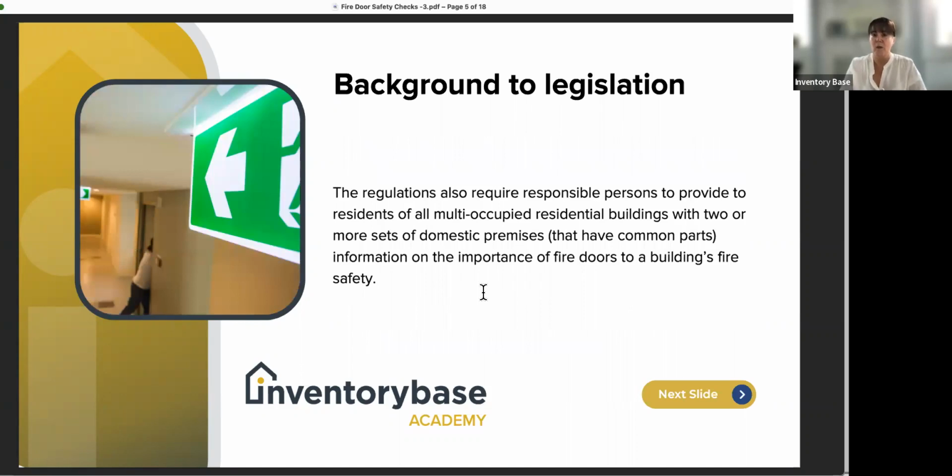But the regulations also require responsible persons to provide to residents in these multiple occupied residential buildings that have 2 or more sets of domestic premises, information on the importance of fire doors and building safety. So even though it's saying 11 meters and above, that is 5 stories, it doesn't mean that properties below that don't come into these regulations. They do, because there needs to be an awareness of what fire doors are, what they do, how to maintain them, how to look after them, how to check them, and also to make sure that they are doing the job that they are there for, which is to protect and preserve life.